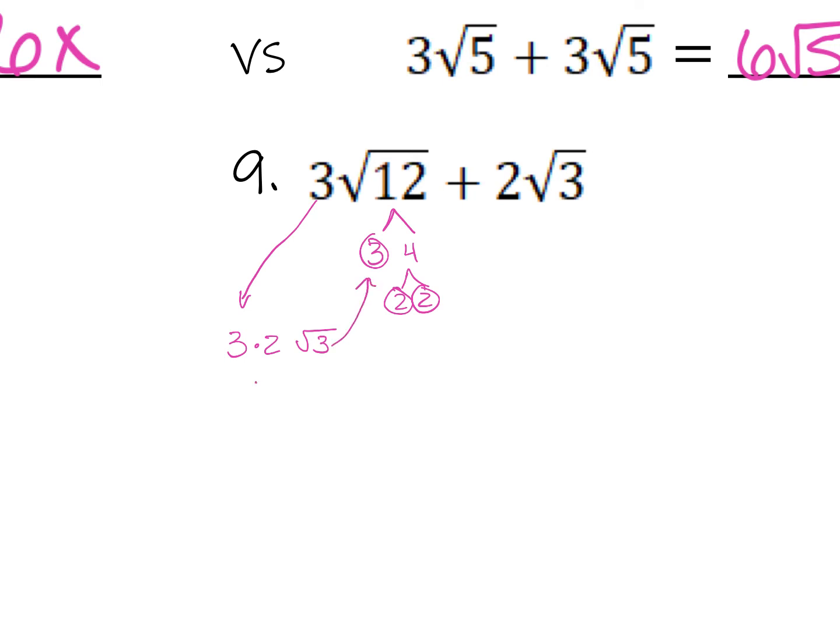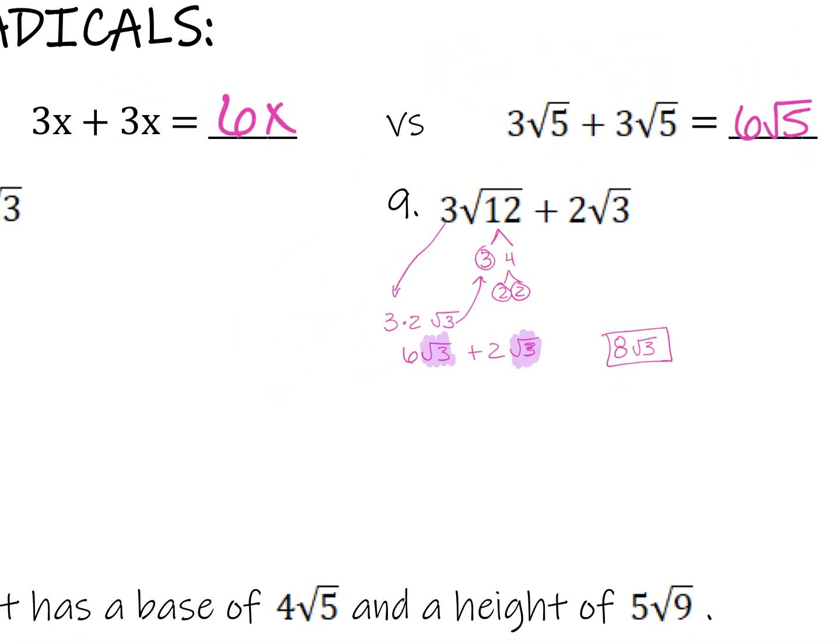Okay. So I get 6 radical 3 plus 2 radical 3. Oh, look, I now have the same radical. So I'm able to add these. So 6 plus 2 is going to be 8 radical 3. All right.